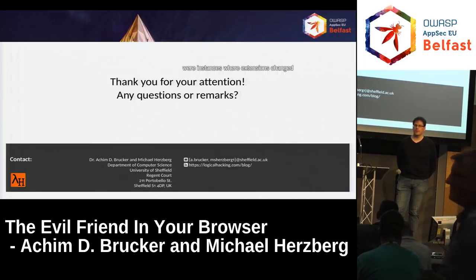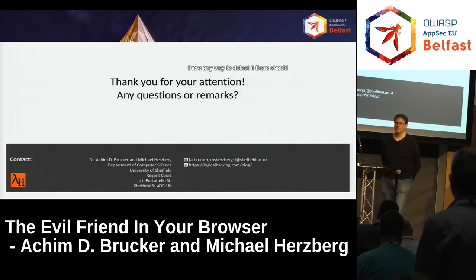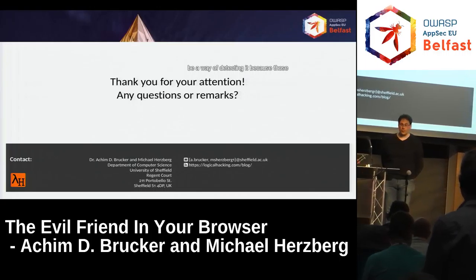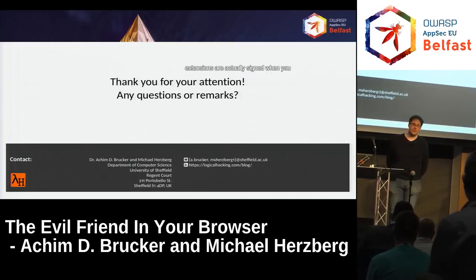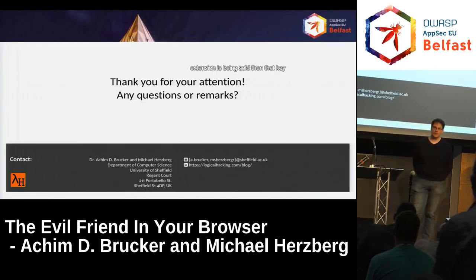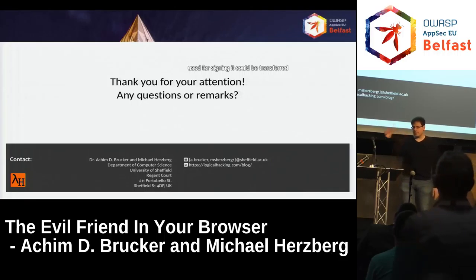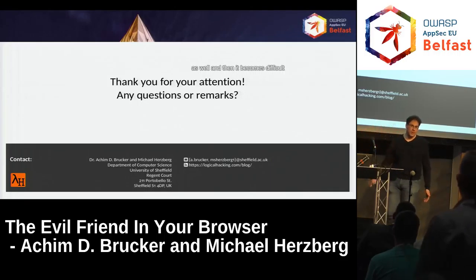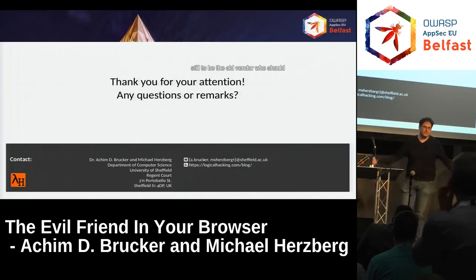Hi. I know that in the past there were instances where extensions changed owners and the new owners did some malicious stuff with the extension. Is there any way to detect it? There should be a way of detecting it because those extensions are actually signed when you submit them to the store. Of course, if the extension is being sold, then the key used for signing it could be transferred as well. And then it becomes difficult for somebody like Google to detect that. I mean, if you're still claiming to be the old vendor, how should somebody know that somebody else is behind that extension now? I see.